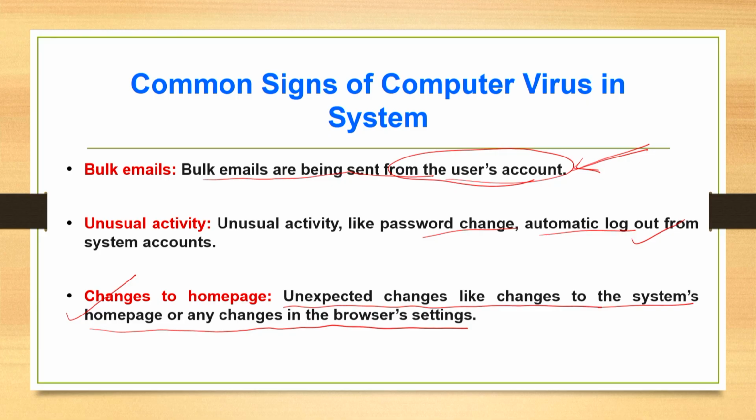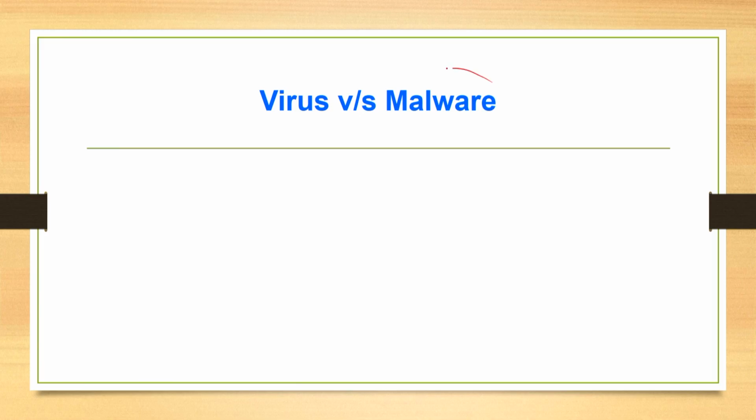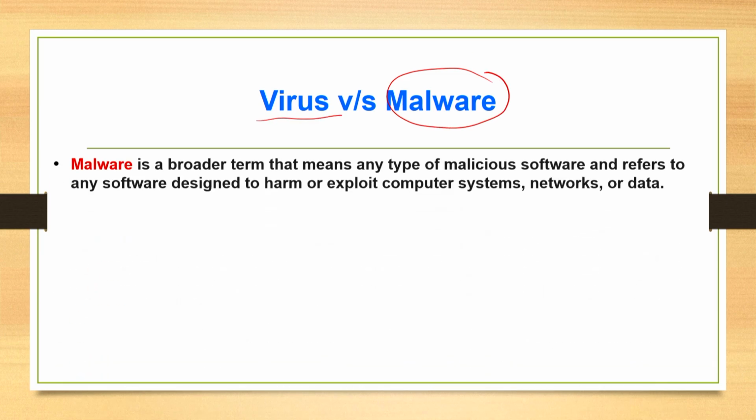If these appear, this means that your system is affected by a computer virus, and that virus may be of any type that we have discussed earlier. There is another term, malware. So, what is the difference between malware and a virus?